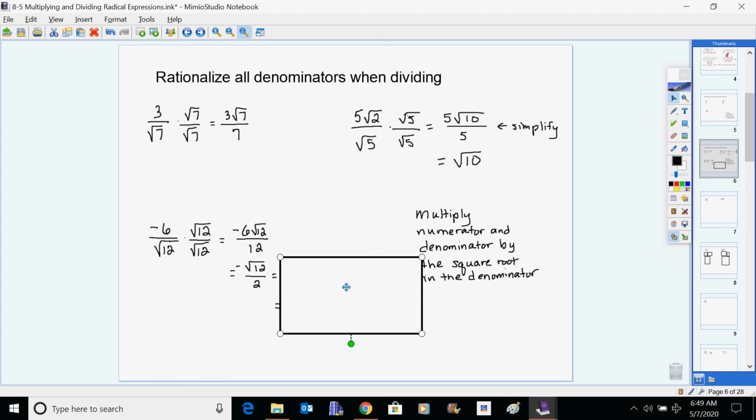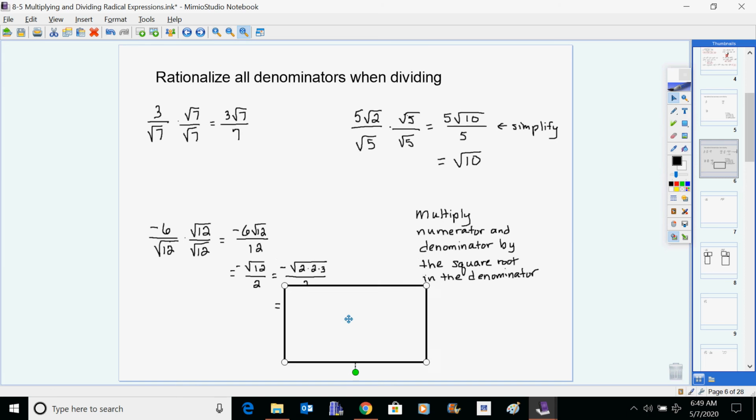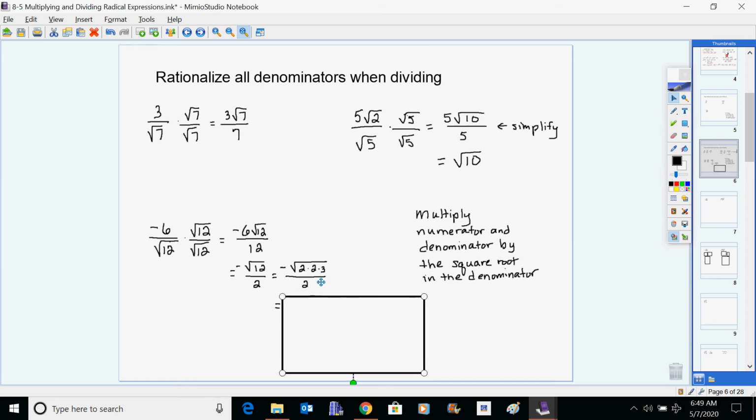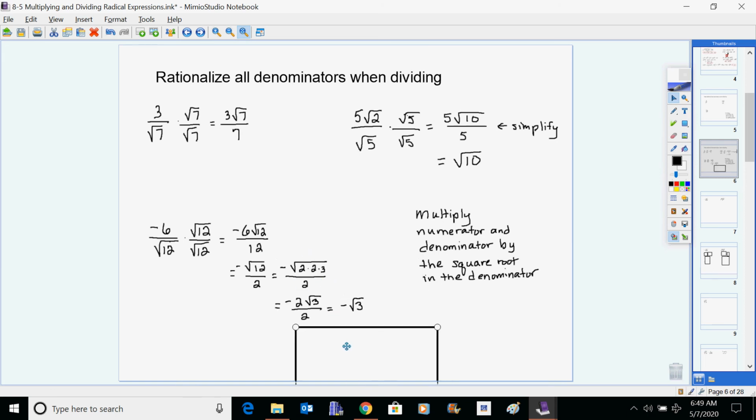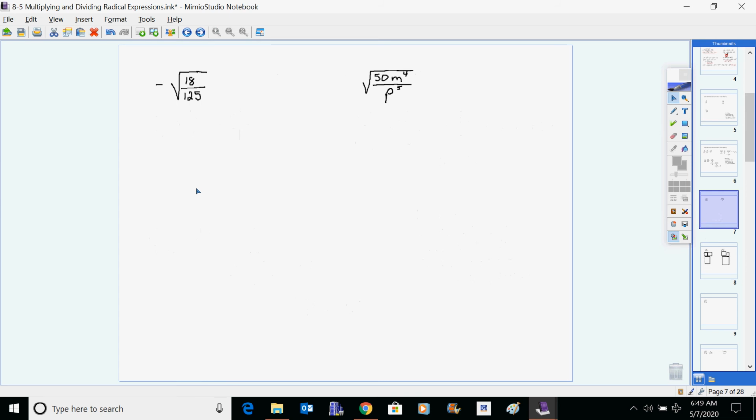Not done yet because the square root of 12 can get simplified. 12 is 2 times 2 times 3. There's a pair of 2's, so 1 can come out. But then once again, don't forget to look for anything that will simplify. The 2 and the 2 both have common factors of 2, so they can just simplify right out of there. Okay, so it's more complicated.